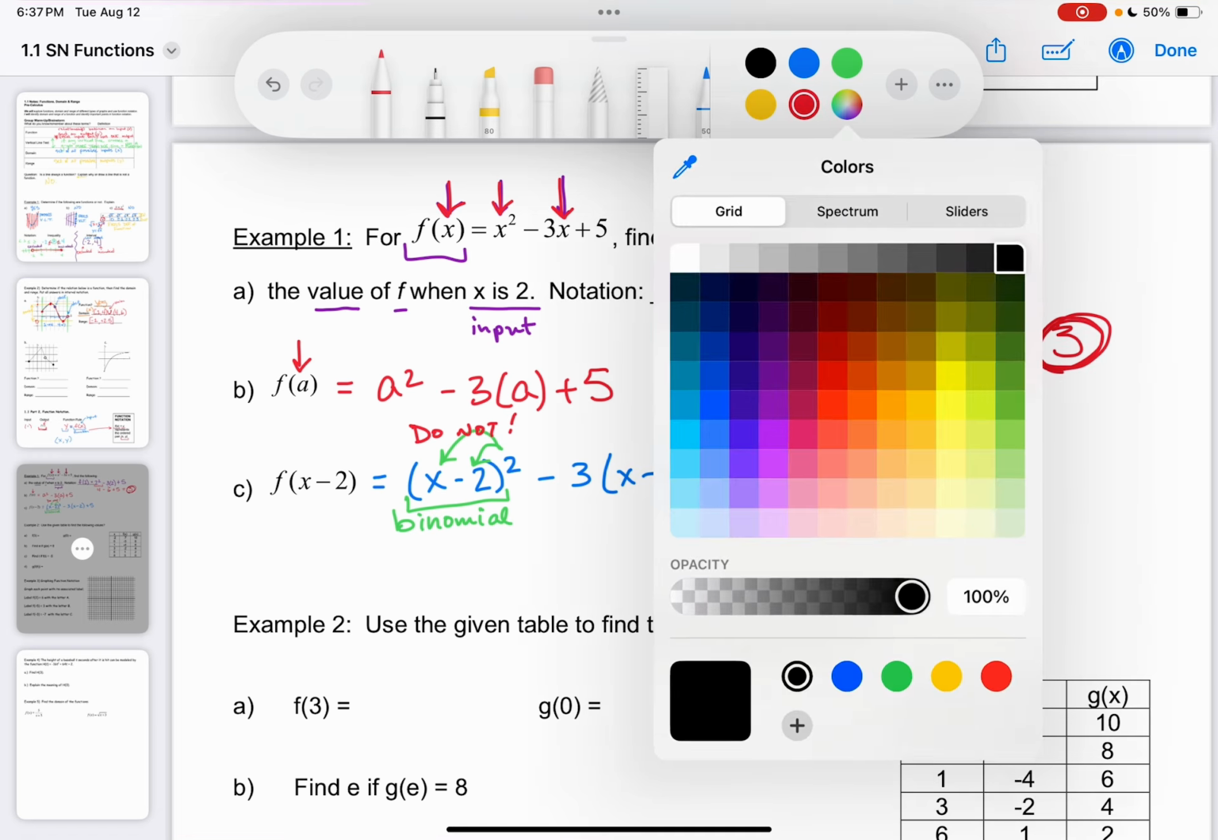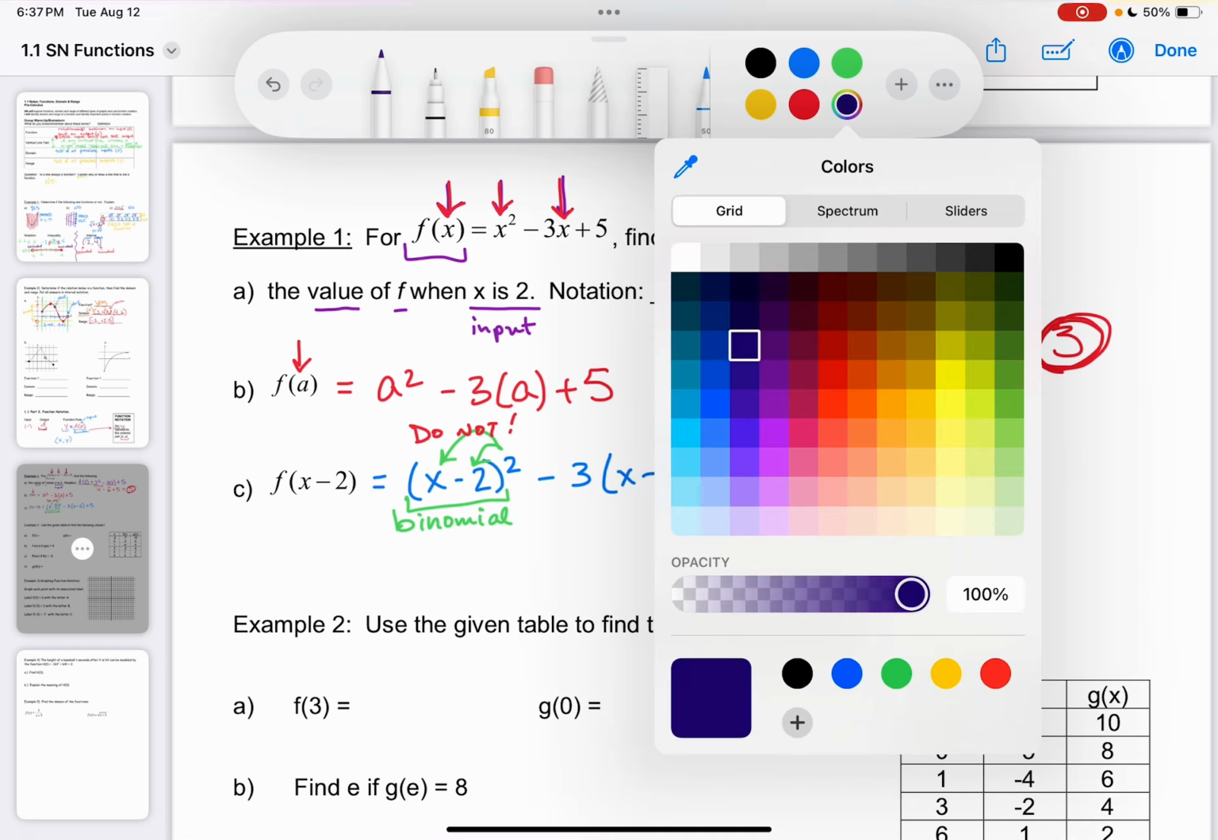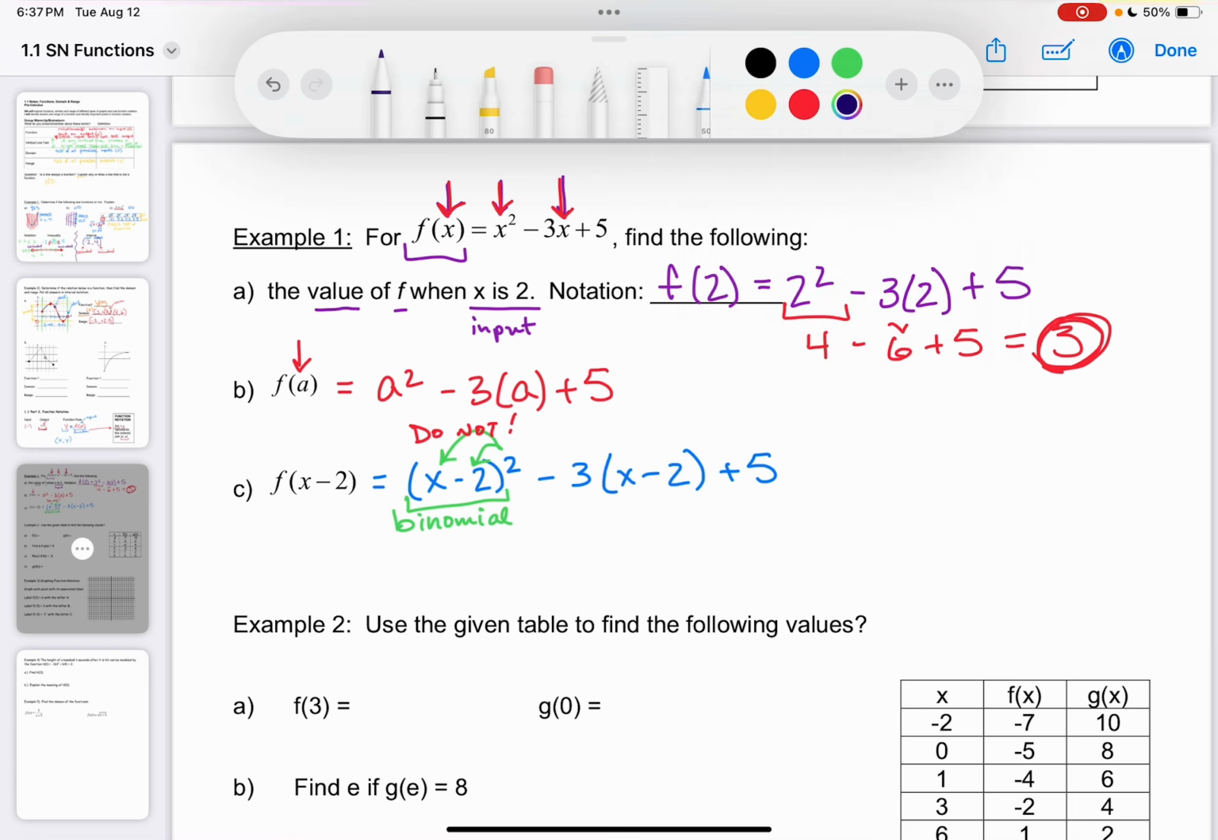Because I know that a lot of Algebra 2 teachers have used the box method, we can do that now, just for visual sake. x minus 2 times x minus 2. So x times x is x squared, minus 2x, minus 2x, plus 4. So write that out. It is x squared minus 4x plus 4. So that's this part squared. Okay?